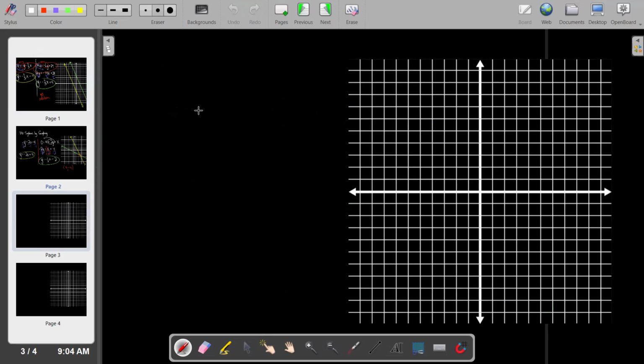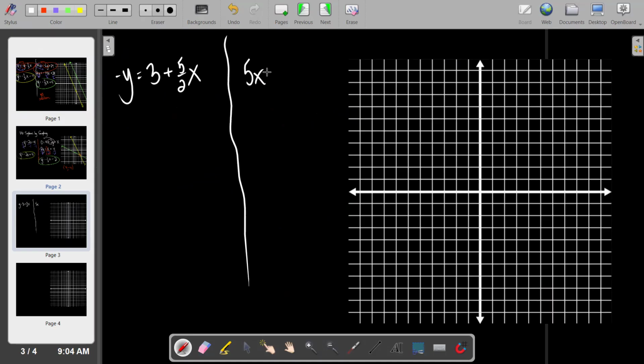On the left-hand side of the curtain, we're going to have a nice simple negative y equals 3 plus 5 halves of x. And then on the right side, we're going to have 5x equals negative 2y minus 6. Left side, quick move. One quick move. What is it? Yeah, just divide by -1. Nice, simple, easy fix.